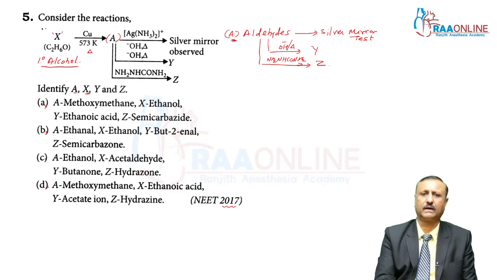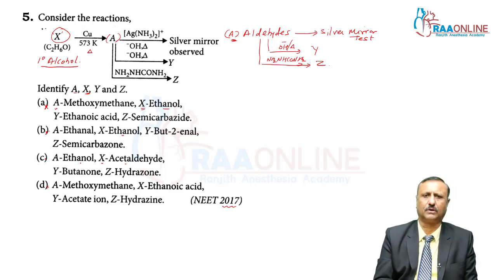But now, my dear students, we can also observe the other process. Here, X must be ethanol, and A is aldehyde, acetaldehyde. Here X is ethanol and A is acetaldehyde, and Y is butanol and Z is hydrazone. Okay, we can see this answer. And after this, D is methoxymethane. So we can see the reaction now. Here C2H6O.